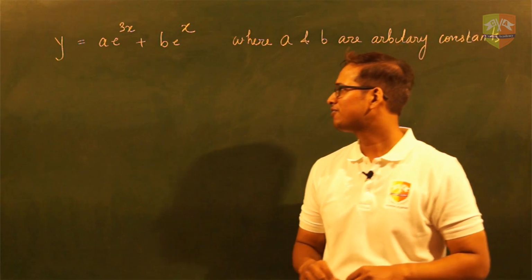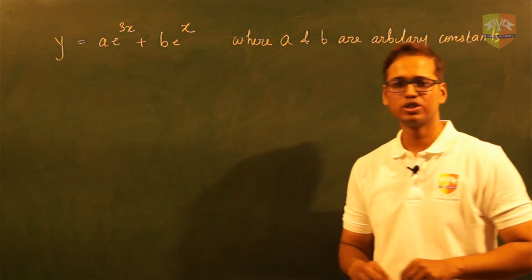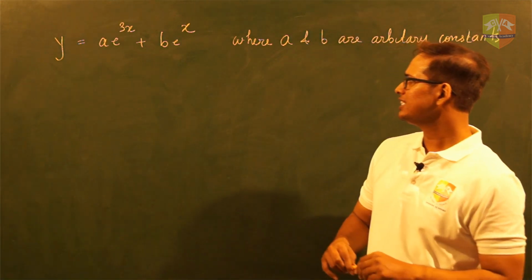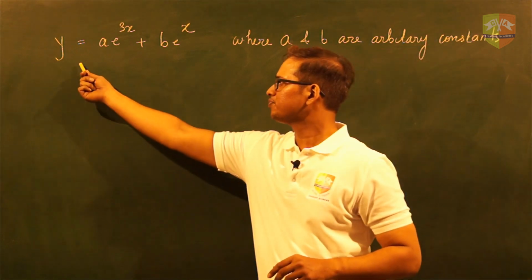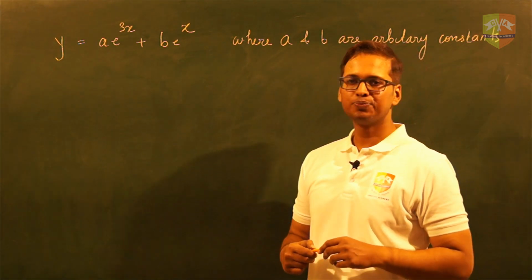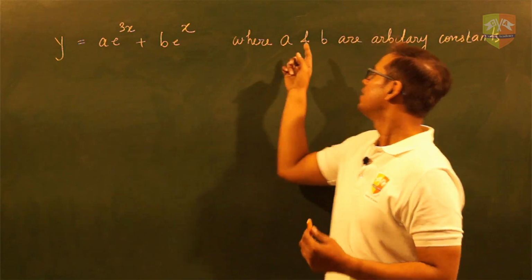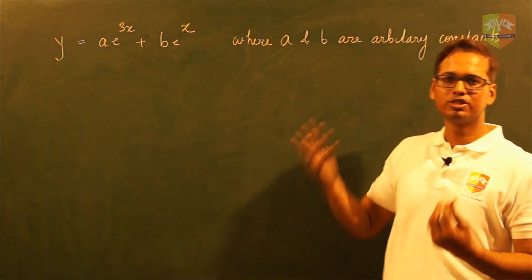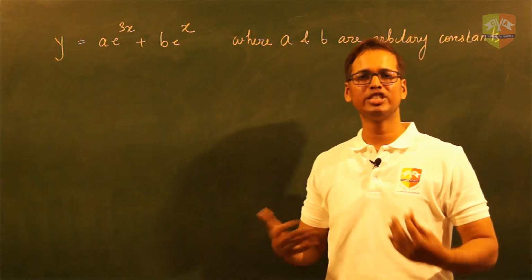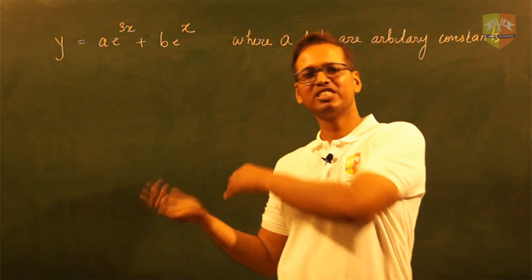Alright guys, so hope you have tried this question on your own. So now we'll be solving this question for you. As you can see, this is a family of curves y equal to a e to the power 3x plus b e to the power x, right? Why does it represent a family? Why not a single curve? Because we have a and b as arbitrary constants. So these constants will keep on changing, and as they change, they represent different curves of the same family.